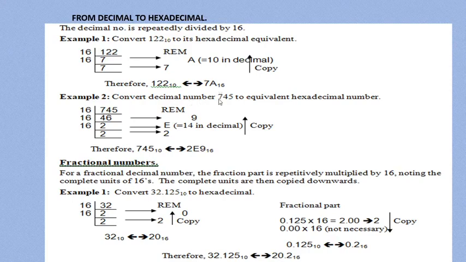Then convert decimal number 745 to this. Therefore, after dividing, there is somewhere we got 14 as remainder. And therefore, for 14, you write the letter E. You don't write 14, you write the letter. Therefore, practice much on that one. Then when you get a decimal part, the same story repeats itself. The integral part you divide by 16, whereas the fractional part you multiply by 16.